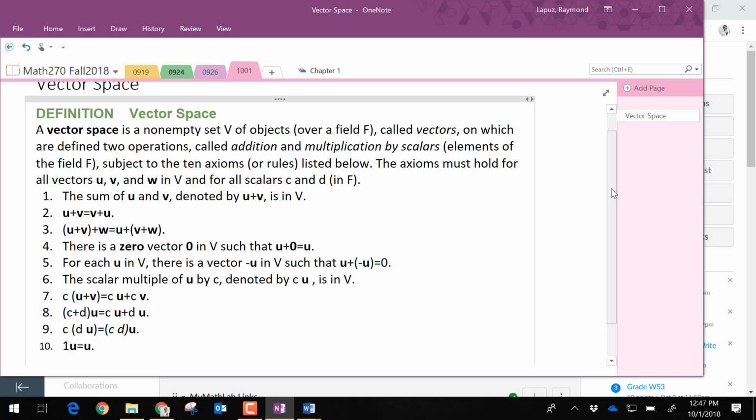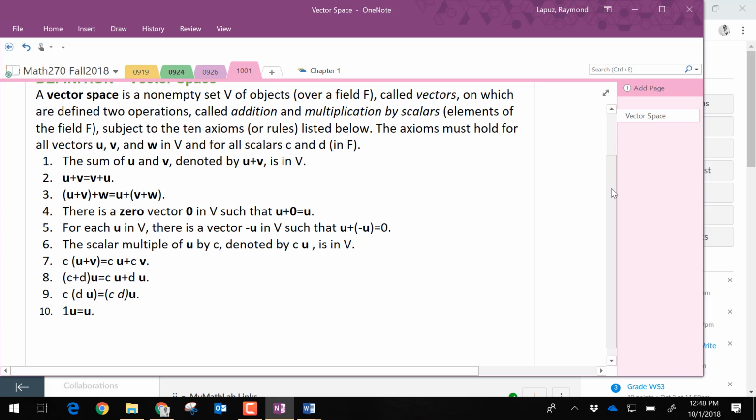Anyways, a vector space is a non-empty set of objects called vectors, in which there are two operations that are defined. One of them is addition, and the other one is scalar multiplication. And when we're talking about scalars, again, we're referring to the field of numbers. So whether that be the real numbers or this other thing that I'm going to introduce, they're what we're going to call scalars. And then they're subject to 10 basic axioms, and the axioms are listed below.